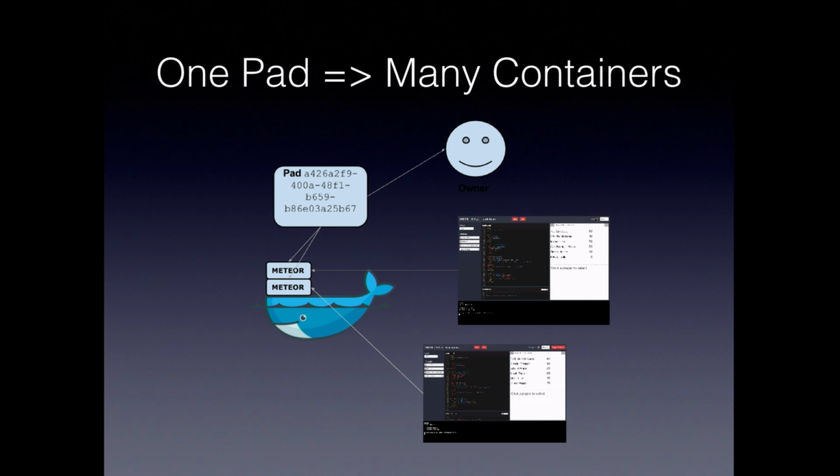So one concept that I wanted to stress is that one pad can have many containers. A pad is basically just a collection of source code. And you can have multiple; every one of your browser tabs is essentially a different running instance of that app.